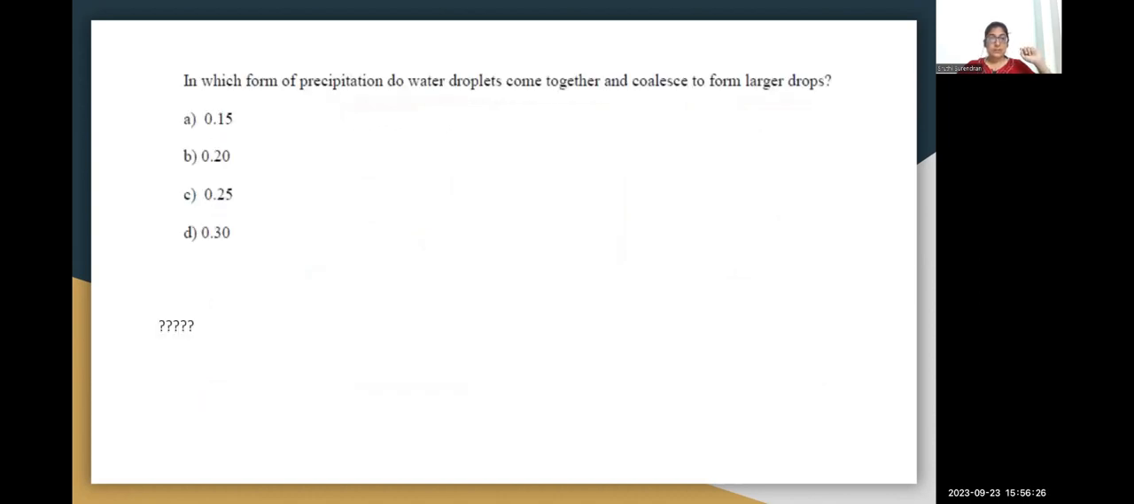Now there was this question which didn't make much sense to me, so I was wondering if you would also be able to give an input into this question. If anybody has any idea, I understand precipitation, water droplets are coming together to form larger drops, but the size of this is not something that makes sense to me. So I was wondering if I would get some input on this.